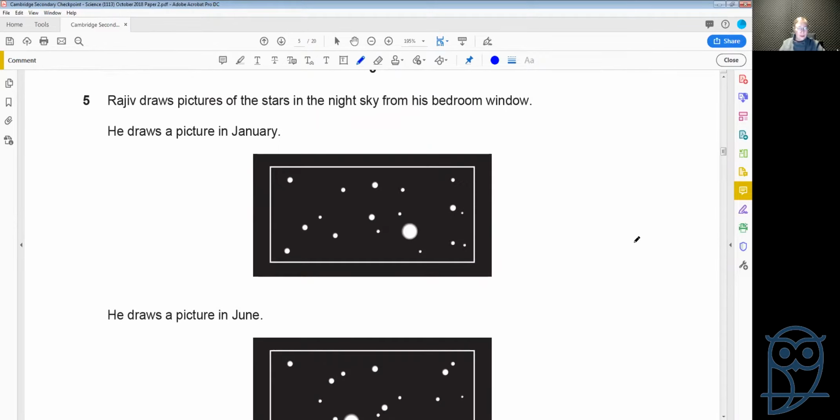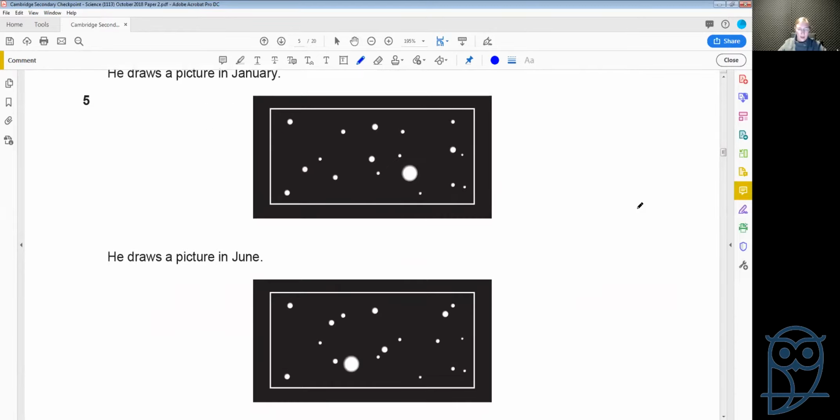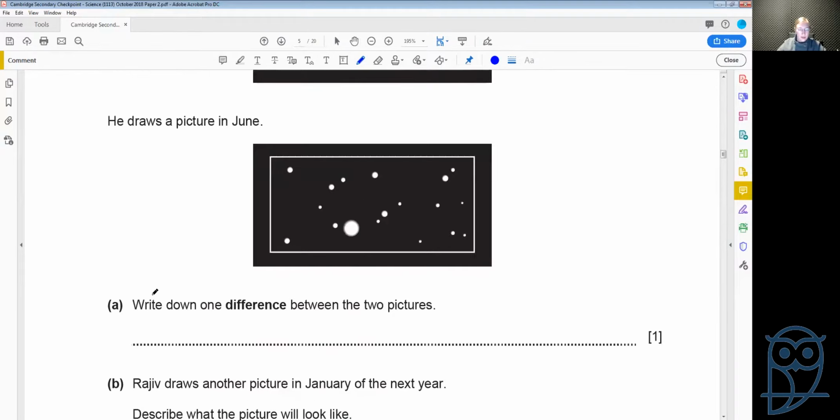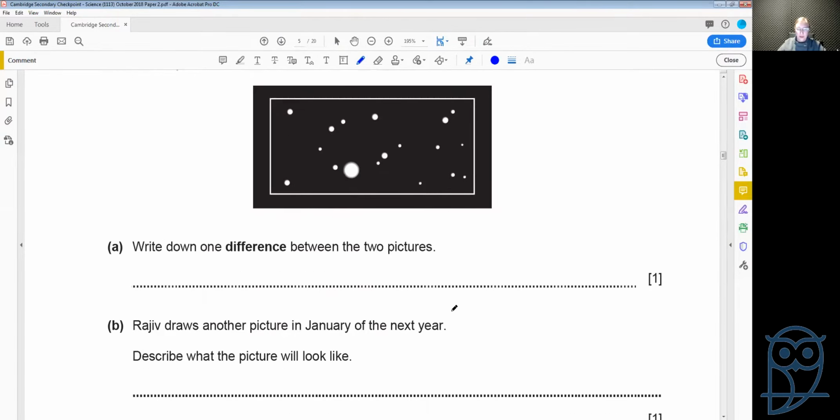Here's a bit of a more difficult one. Rajiv draws pictures of the stars in the night sky from his bedroom window. He draws a picture in January and then a picture in June. Some of these stars stayed the same. So let's just continue reading. Write down one difference between the 2 pictures.